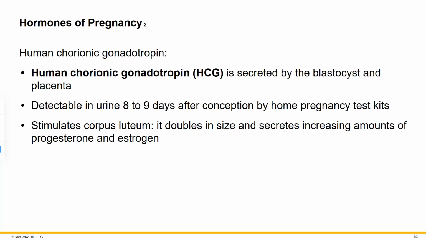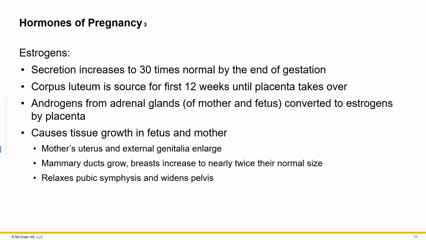Human chorionic gonadotropin is secreted by the blastocyst and the placenta. It's detectable in urine 8 to 9 days after conception by home pregnancy tests. Stimulates the corpus luteum. It doubles in size and secretes increasing amounts of progesterone and estrogen. Estrogen secretion increases 30 times normal by the end of gestation. The corpus luteum is the source for the first 12 weeks until the placenta takes over.